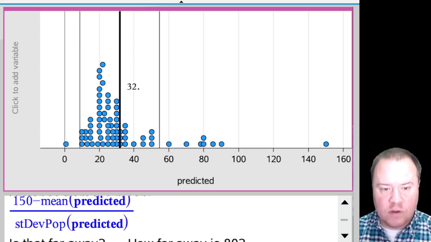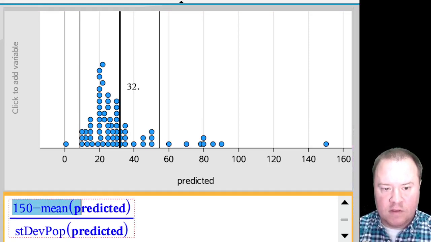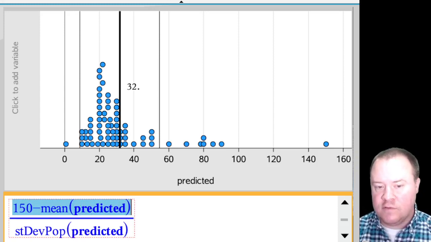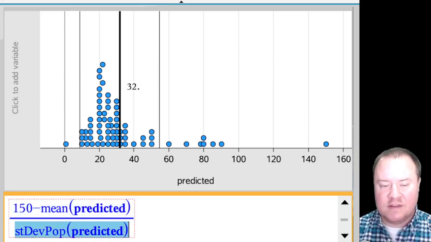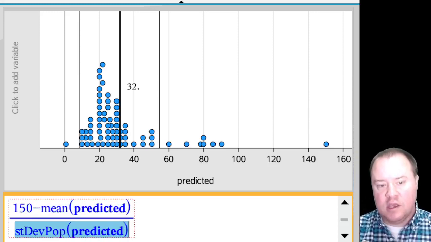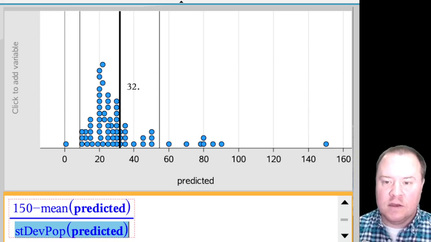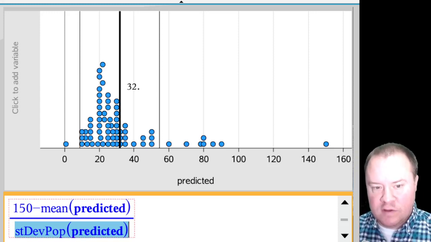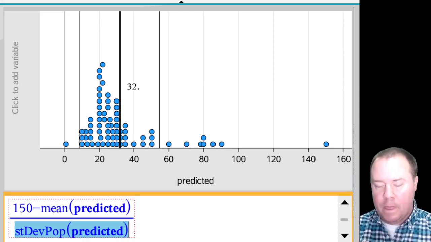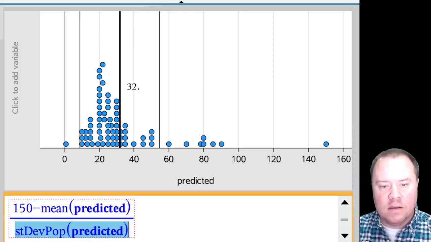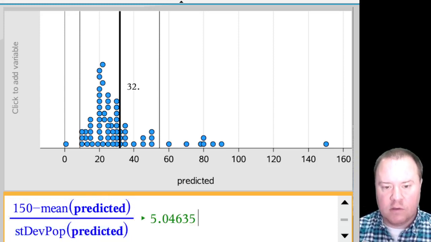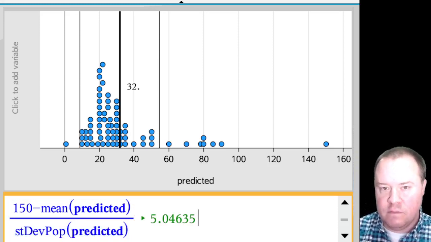And to do that, we simply divide. So we need this at the top. This is the distance that 150 is from the mean. And we're going to divide by the standard deviation, because that tells us how many times we can move one standard deviation before we get to 150, if we start counting at the mean, right? And if we calculate this, we get 5.